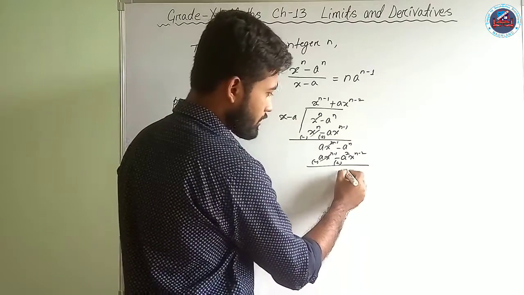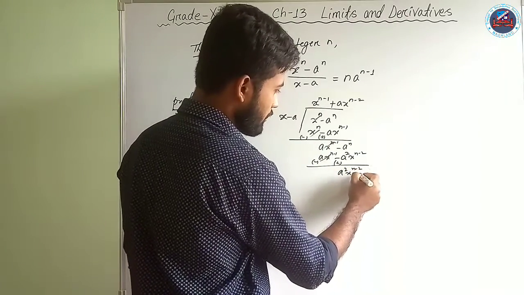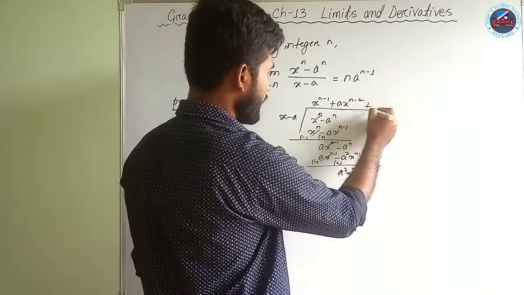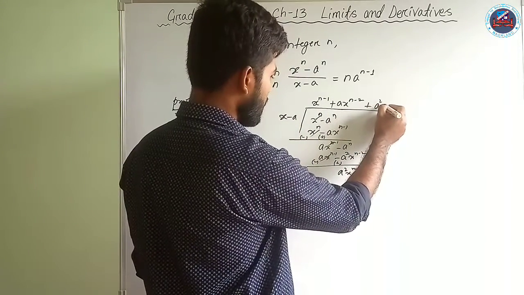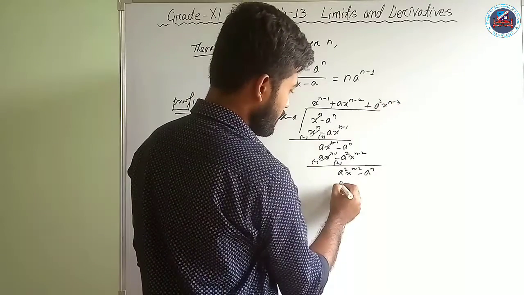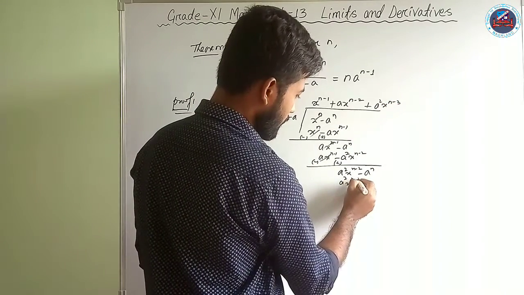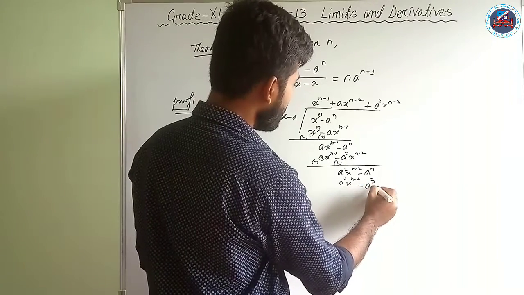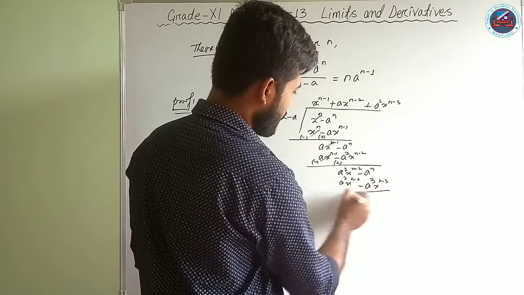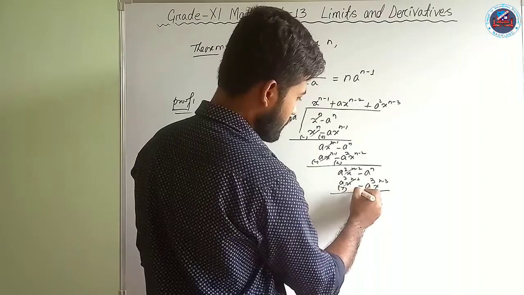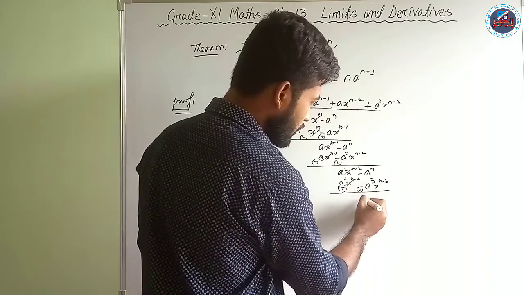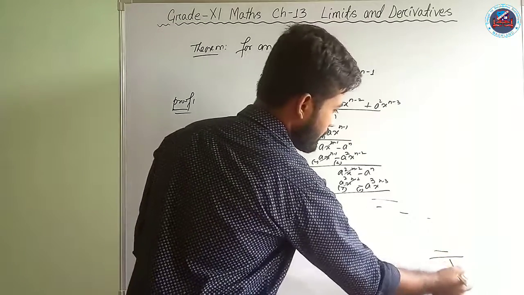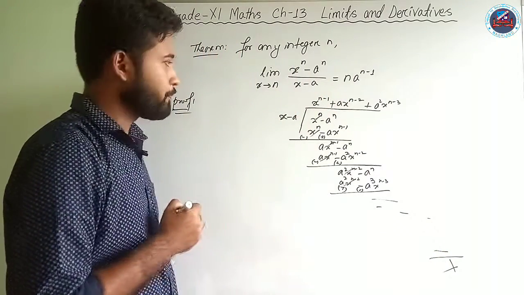Now again this a square x to the power n minus 2 will come here, minus a to the power n. So you need to write again here plus a square x to the power n minus 3. So a square x to the power n minus 2, and minus a cube x to the power n minus 3. Again it will get cancelled, this will be positive. So it will continue like this, till the final remainder is 0.